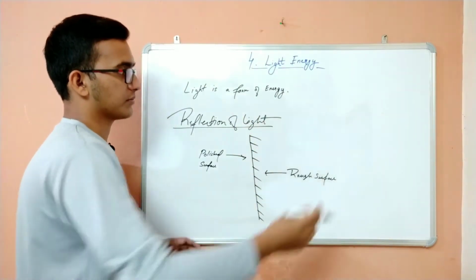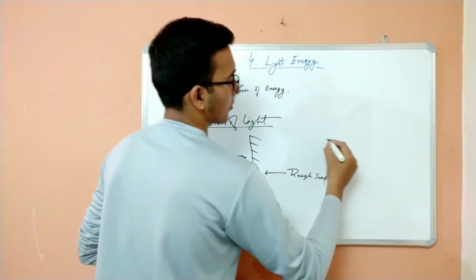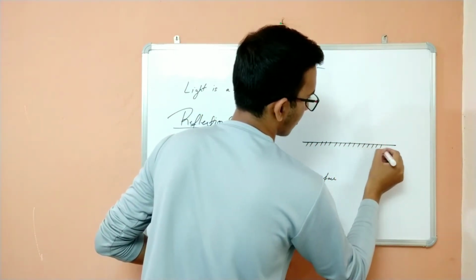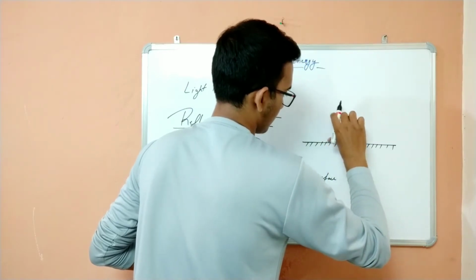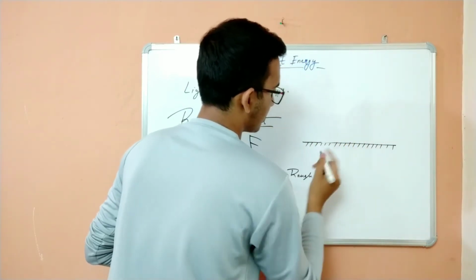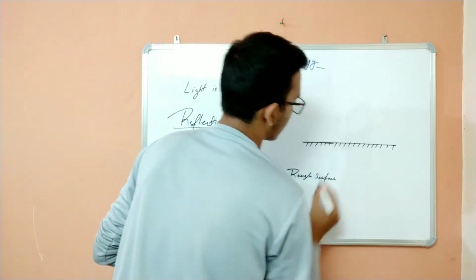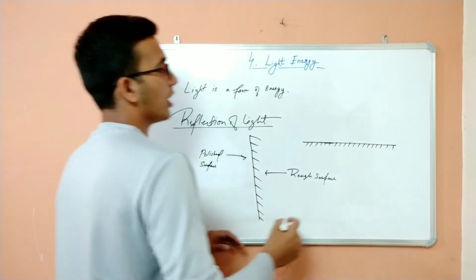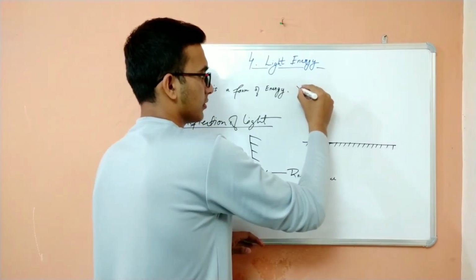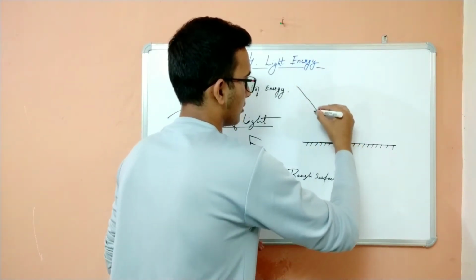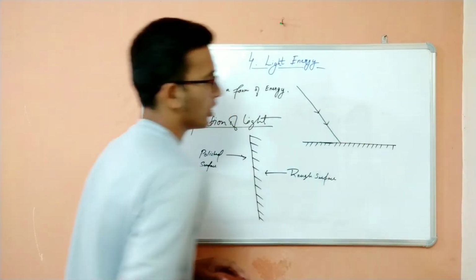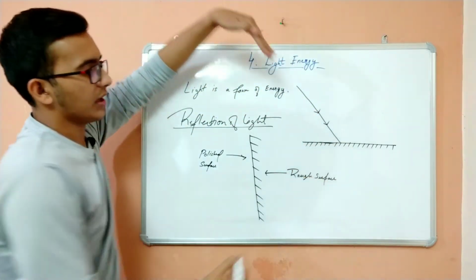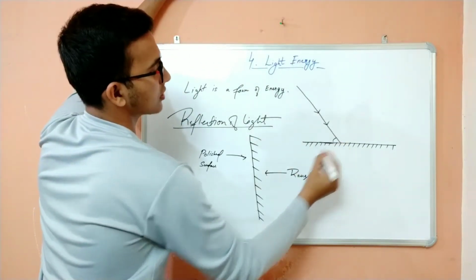So how does reflection occur? Pay attention over this side. Take this mirror. Okay, so this is the mirror, this is the rough side, this is the polished surface. Now suppose a ray of light, this is a ray of light that's falling on the mirror at an angle, at a proper angle. Suppose this is the angle.